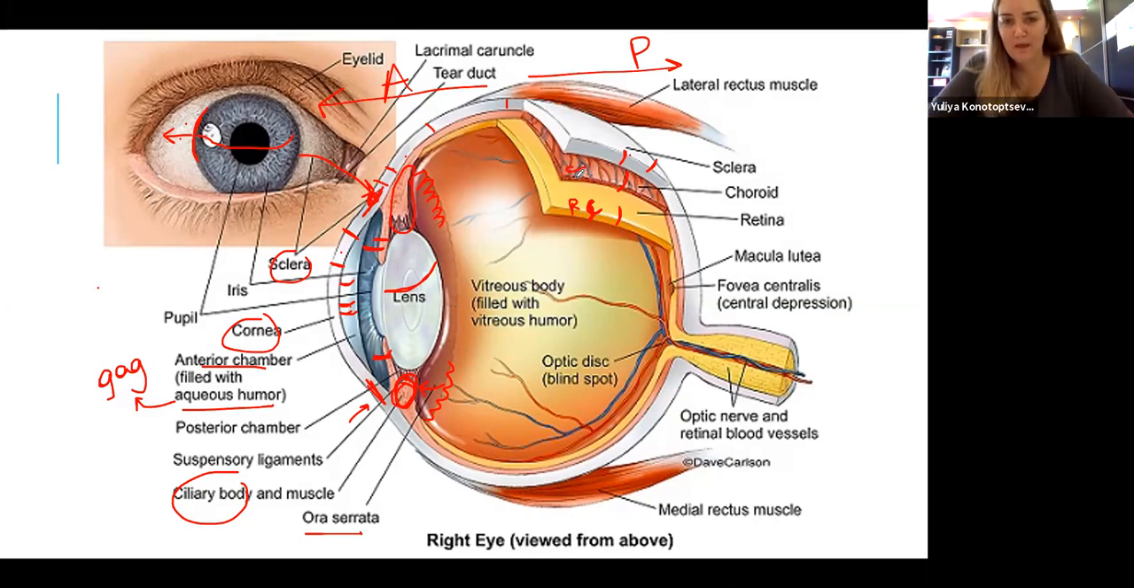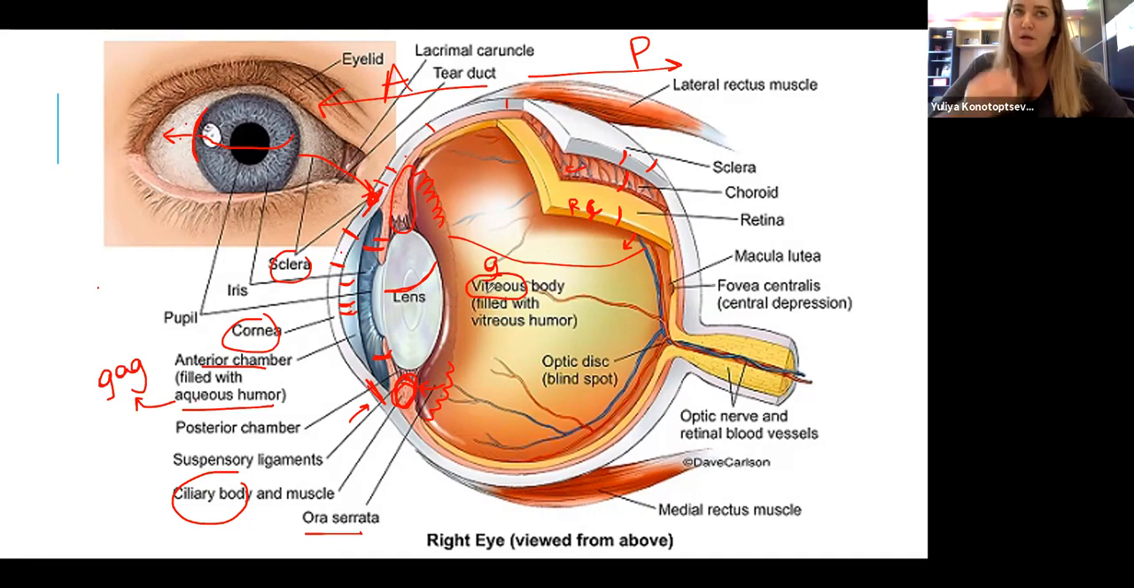Now, behind the lens or behind the ora serrata, we have this body which is called vitreous body. And vitreous body is sort of to the inner part of the retina, right? So it's under the retina. Vitreous body is jelly. It's compared to the aqueous humor, right?